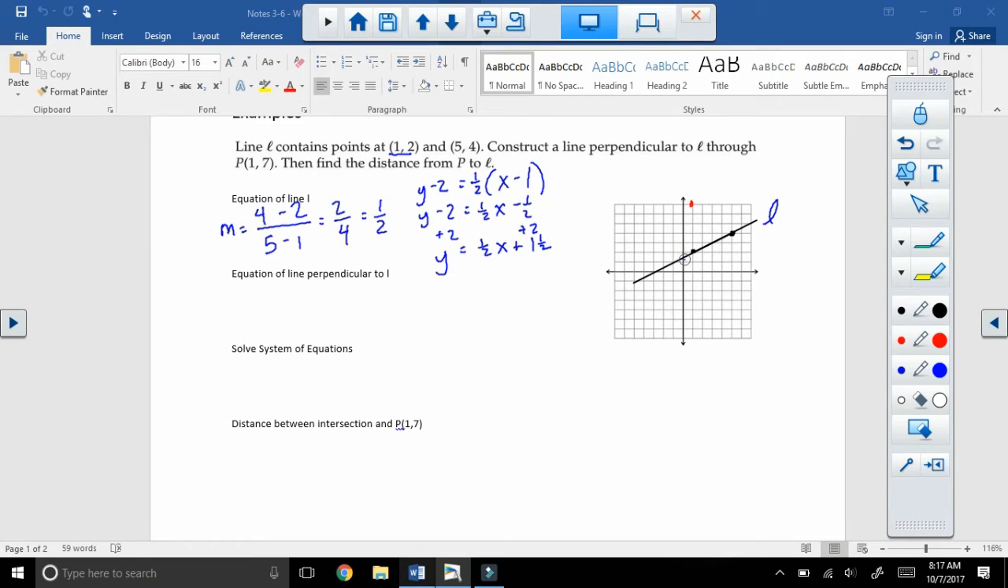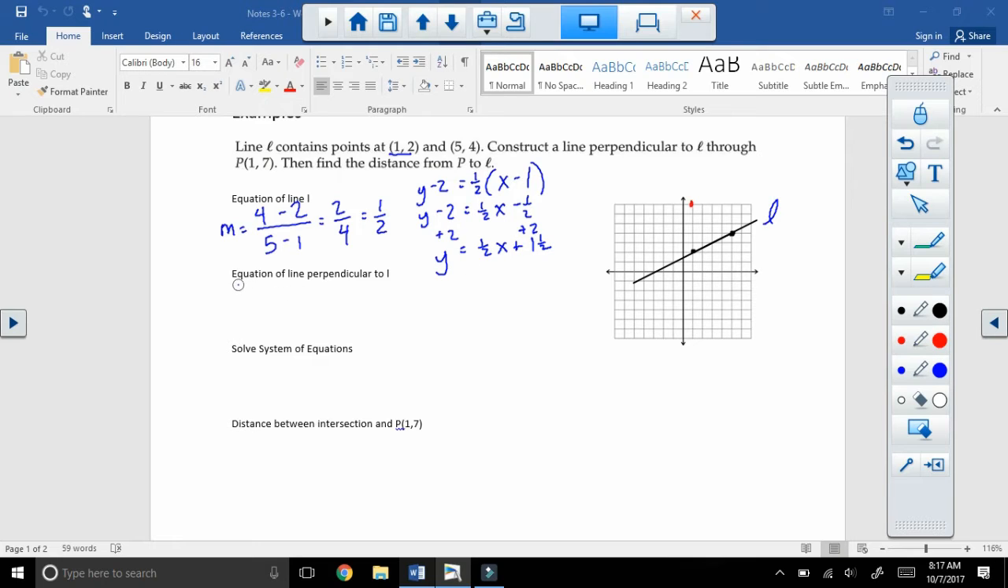And that looks like what this is. The y-intercept's not right on one of those exact integers. This right here would be the equation of line L. So I'm just going to sit on that for a little while. That will have to come into play later.